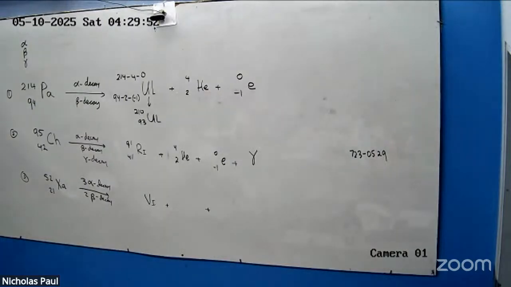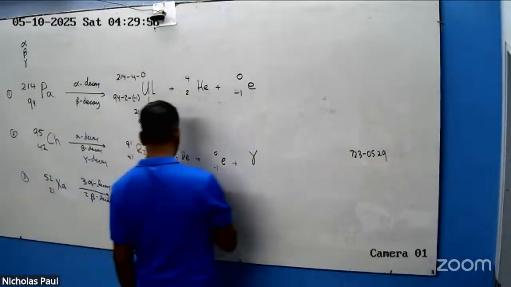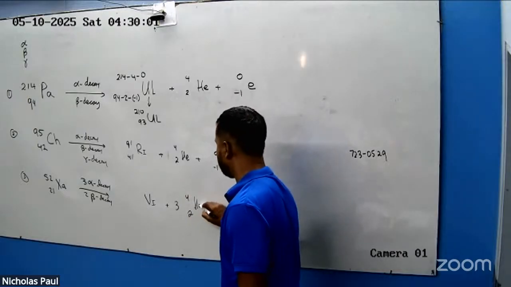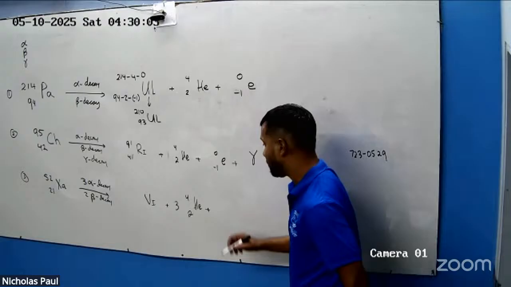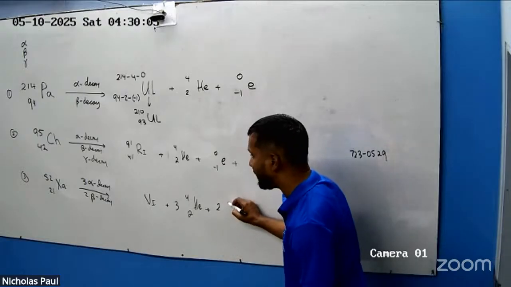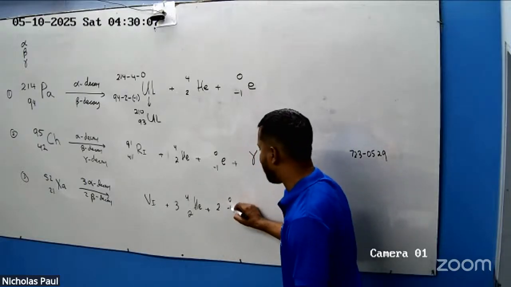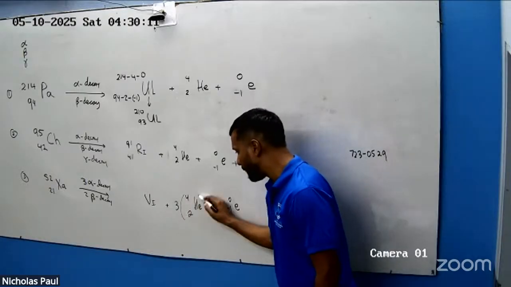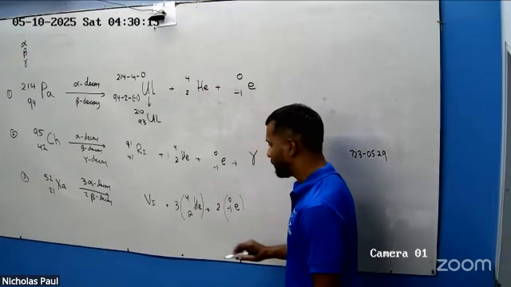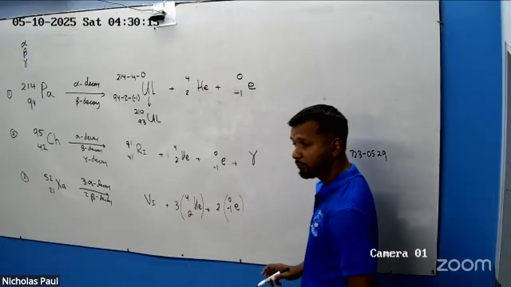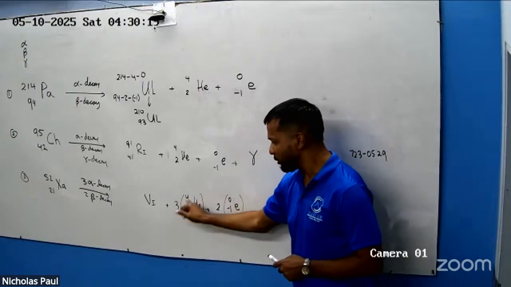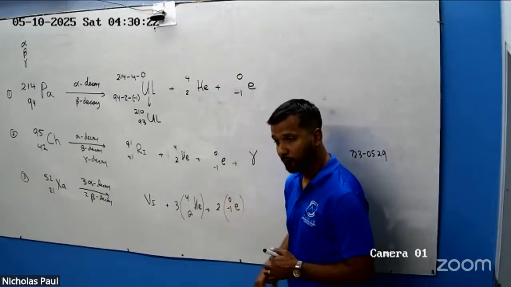Ready? So it's 3 alpha, so you put in 3 by 4, 2 helium, and the 2 by 0, minus 1 e. Some people just put the 3 in front, some people put a little bracket so they don't mix it up, so it doesn't look like 34 or anything. So this tells you that it's 2 of these particles, 3 of these particles.